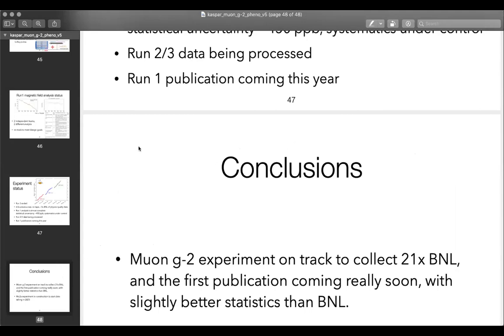Okay, then we have another question by Alexei Petrov. He's asking, do you expect to put constraints on the muon's electric dipole moment as well? Yes. There is a UK group dedicated to that effort. The result will come a little bit later than the first result of Muon G-2.